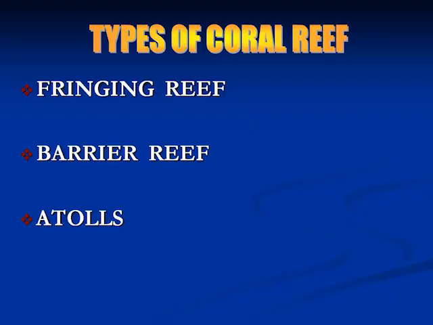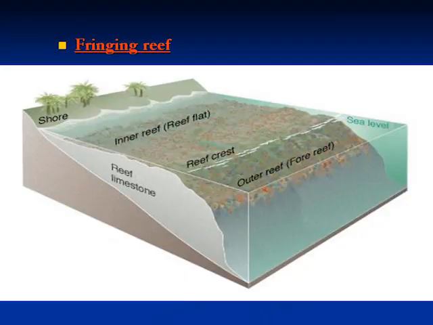Now we will be coming to the types of the coral reefs. There are three types: the fringing reef, barrier reef, and the atolls. Now coming to the fringing reef pattern. As the figure displayed here shows, you can see that there are certain zoned parts. One is the outer reef or the fore reef, then the reef crest, and near to the shore, the inner reef or the reef flat.